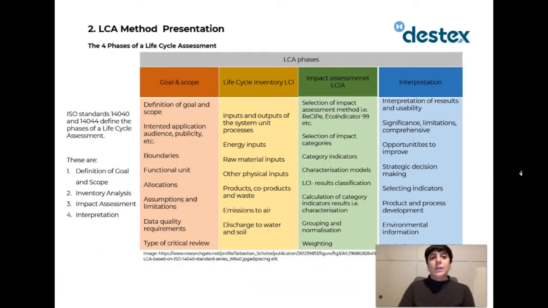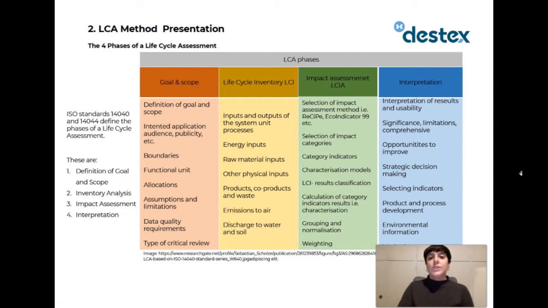Starting with the method presentation of the life cycle assessment, there are 4 phases. The first phase is the goal and scope, which is the definition of intended application, audience, publicity, functional units, allocations, data quality requirements, and type of critical review. Moving on to the life cycle inventory, which consists of inputs and outputs of the system unit, raw material inputs, emissions to air, energy inputs, and many more.